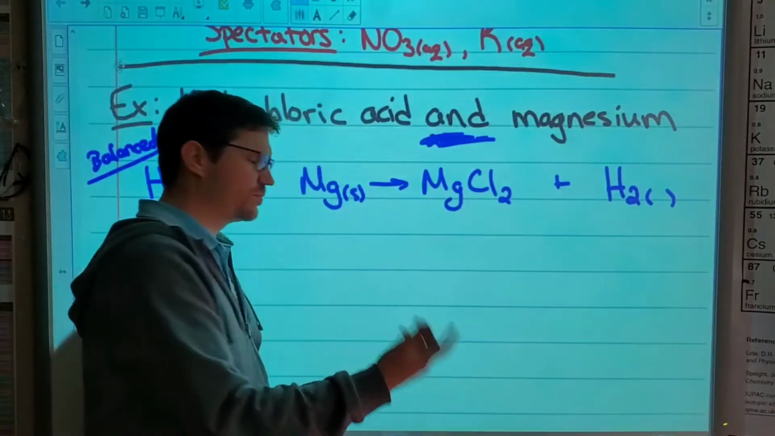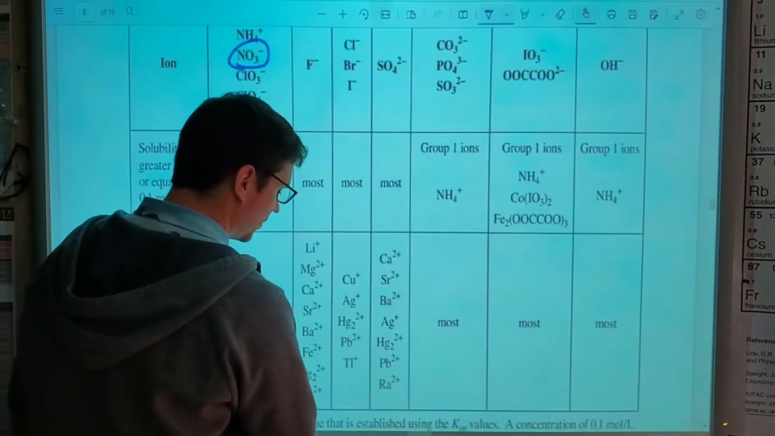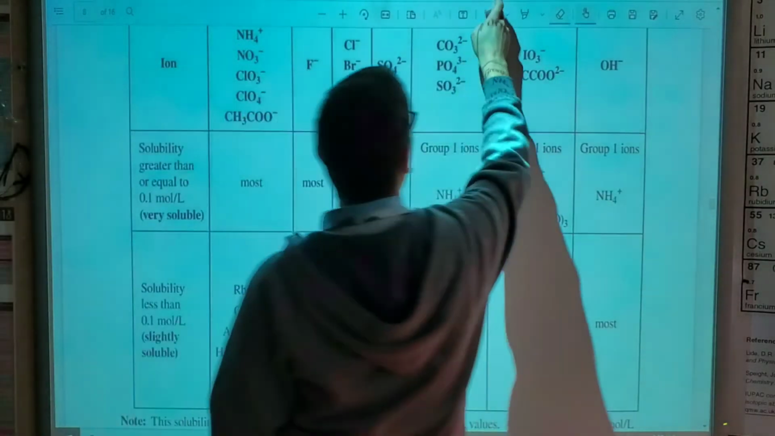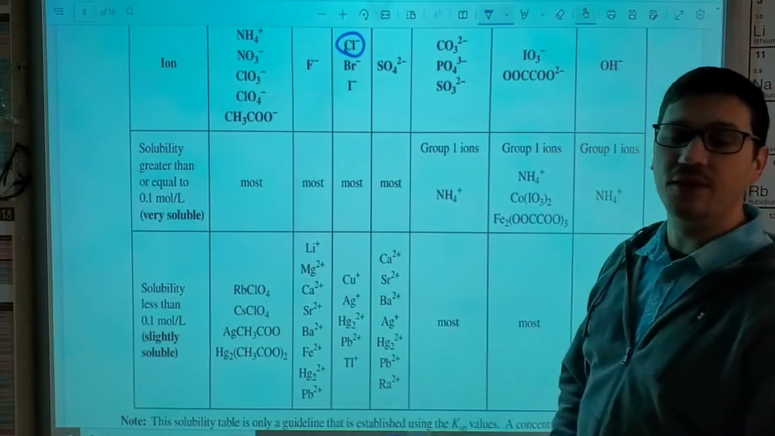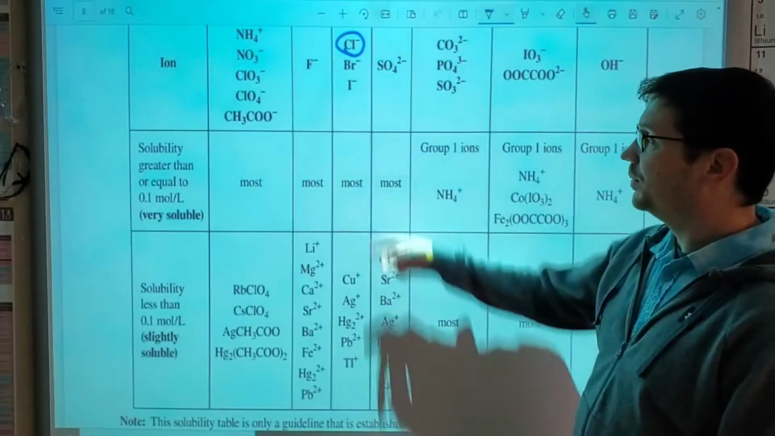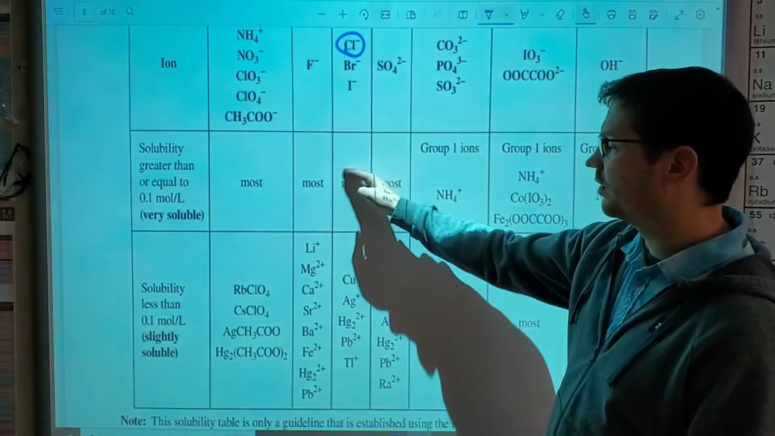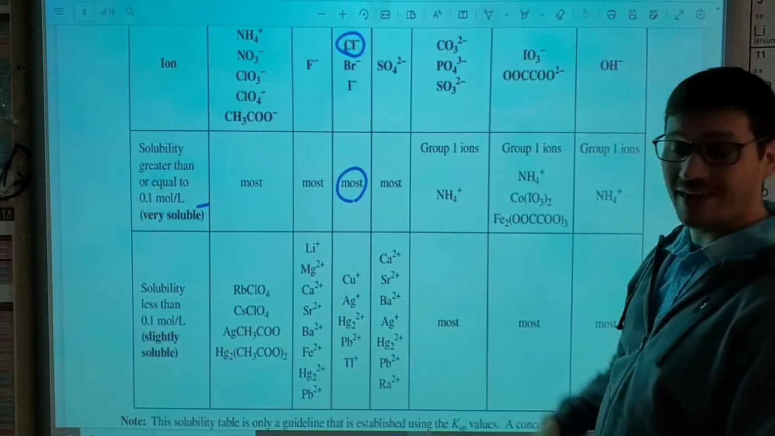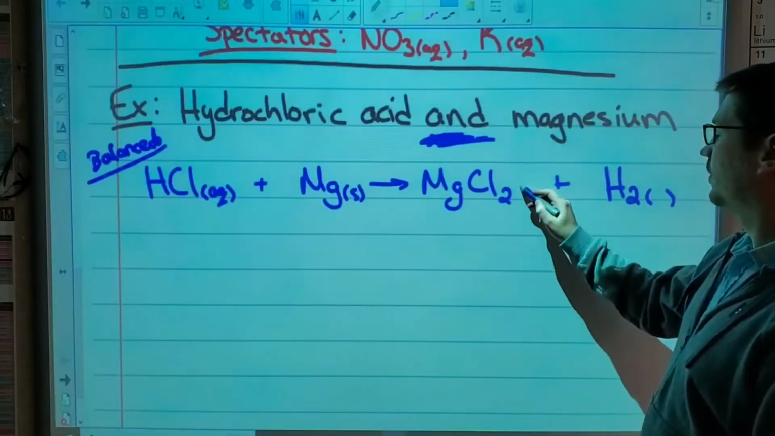So let's bring up the data booklet. Magnesium chloride, let's see if it's soluble or not. So we'll look for the negative ion first, chloride. We find chloride in the 3rd column. We look down and we don't see magnesium, so it must be a part of most. It is very soluble. That's great. So that thing is going to be aqueous.